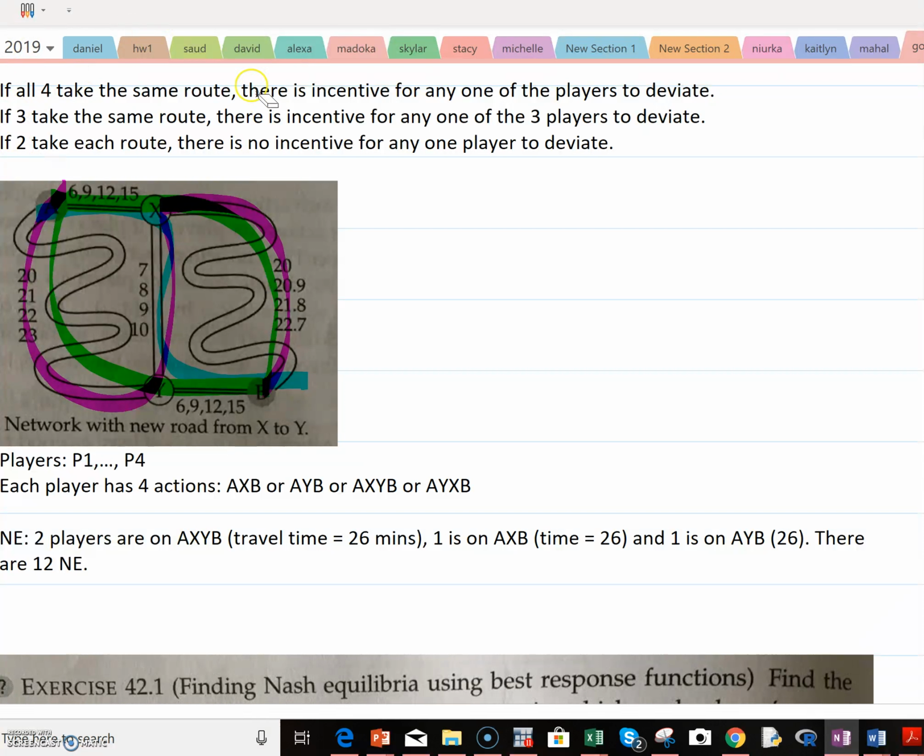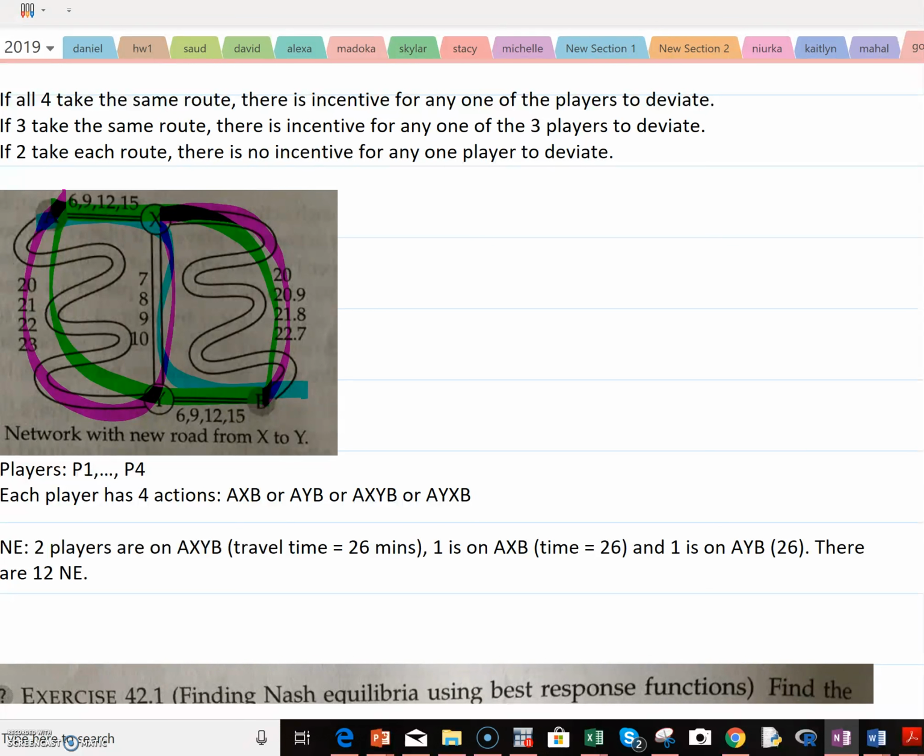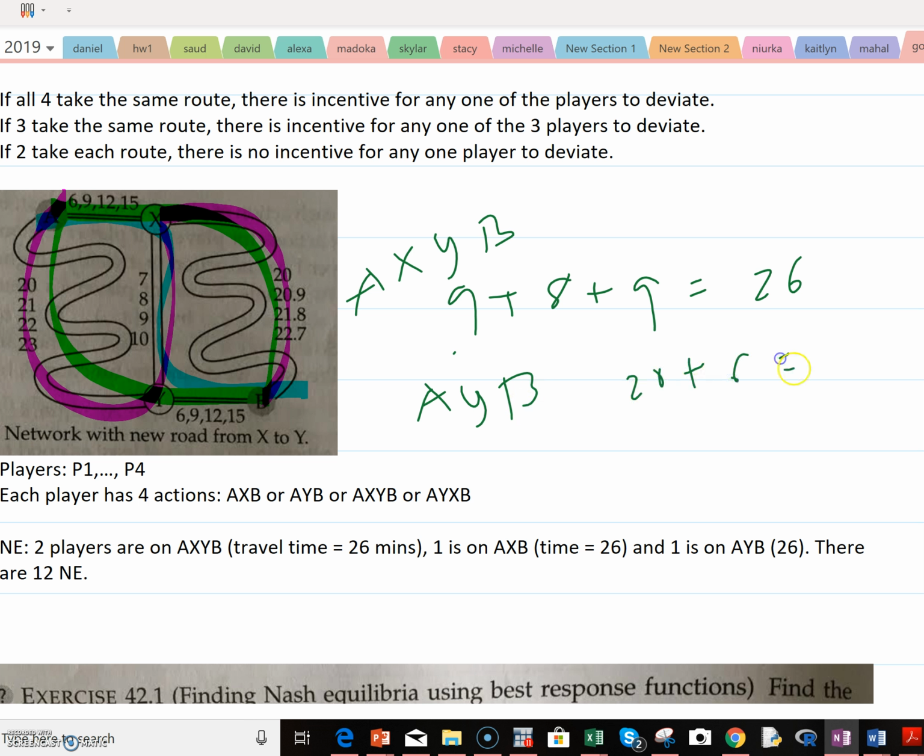If you think about it, the two players going through the AXYB route will have 26 minutes of travel time. Since there are two players in the AXYB route, this will be 9 plus 8 plus 9, and it's going to be 26. And the one going through the AYB route, there's only one person, so it's going to be 20 plus 6, which is 26.